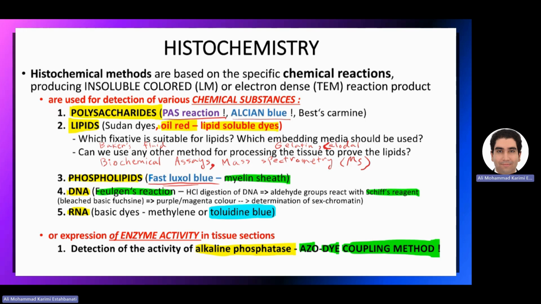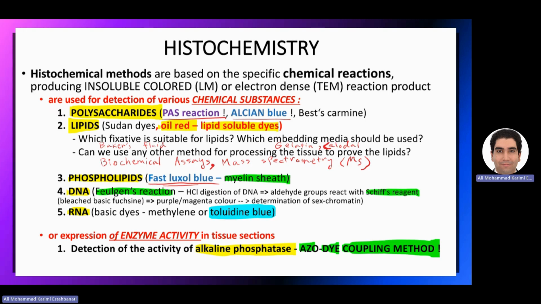For detection of polysaccharides, there will be Best's carmine, Alcian blue, and PAS reaction, with PAS reaction being the most important one. For lipids, we will have Sudan dyes and oil red. For its fixation, if you remember from the first topic of histology, fixation for lipids will be Baker's fluid, and embedding for it will be gelatin, or some professors prefer celluloid, but gelatin still is fine.